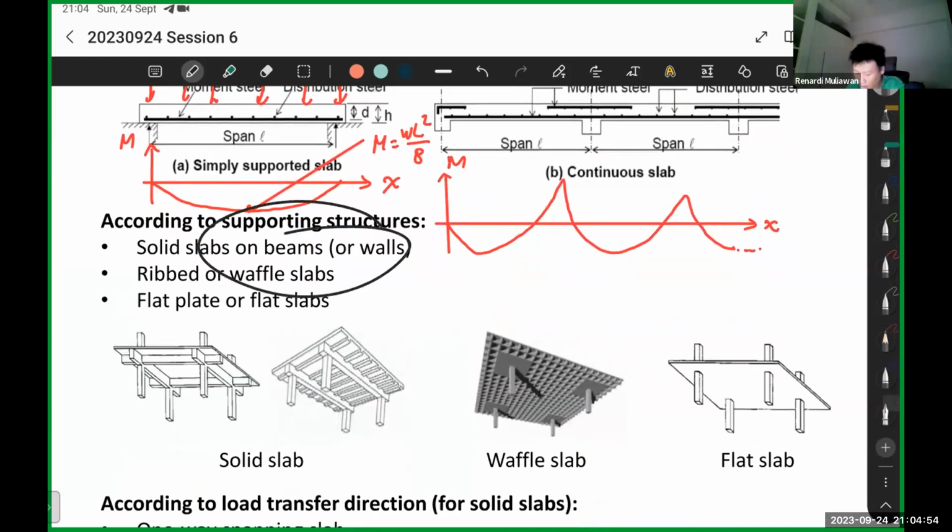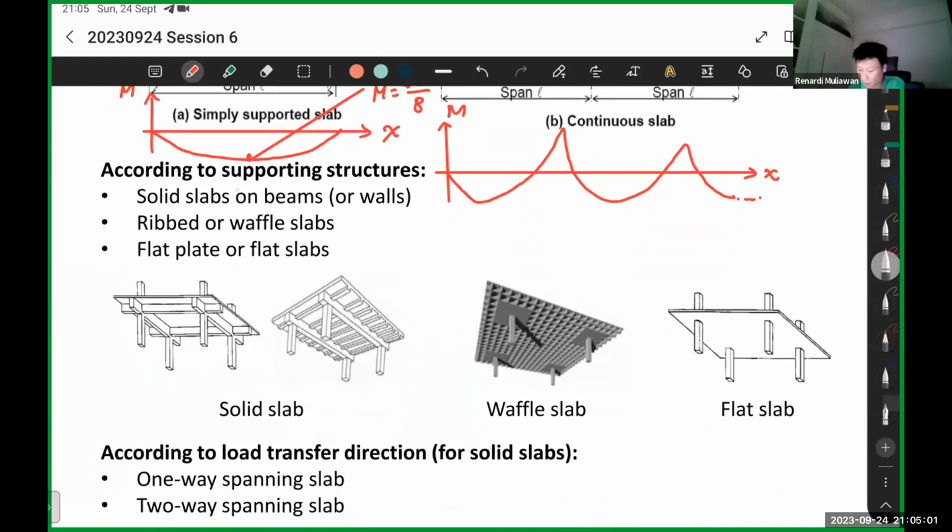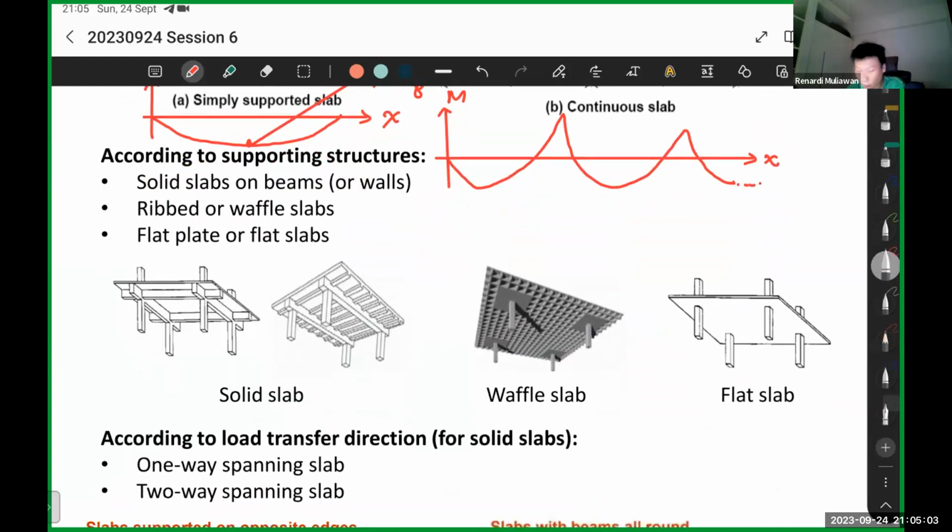The next one is differentiating slabs based on supporting structures. There are actually three types of slabs. First one is slabs on beams or walls.